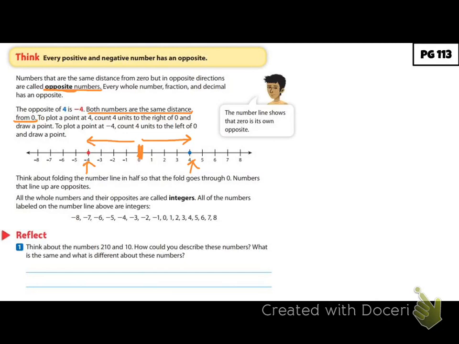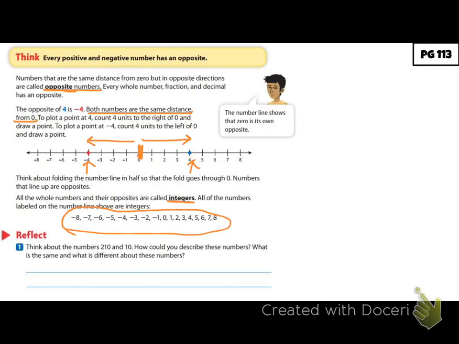So think about folding the number line in half so that the fold goes through 0. Numbers that line up are opposites. All the whole numbers and their opposites are called integers. All of the numbers labeled on the number line above are integers. So you can see here, these are all integers. Basically, it's your positive and negative whole numbers.